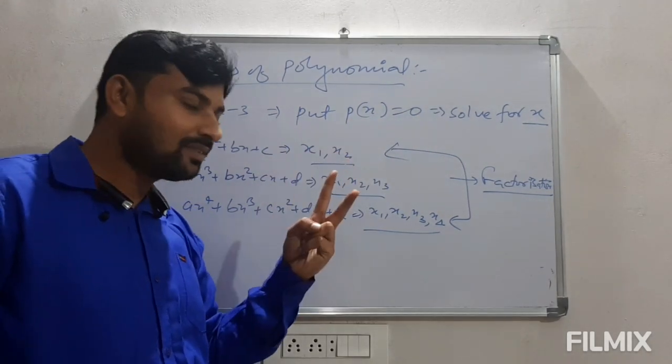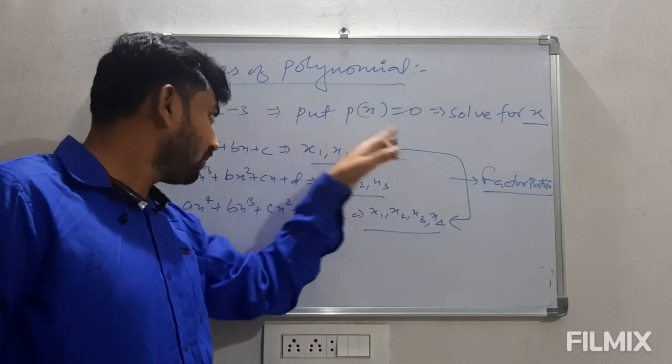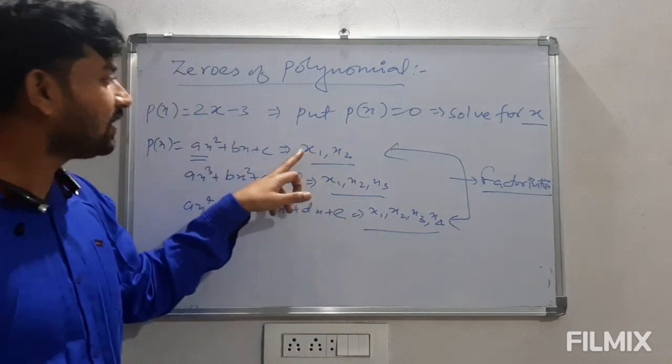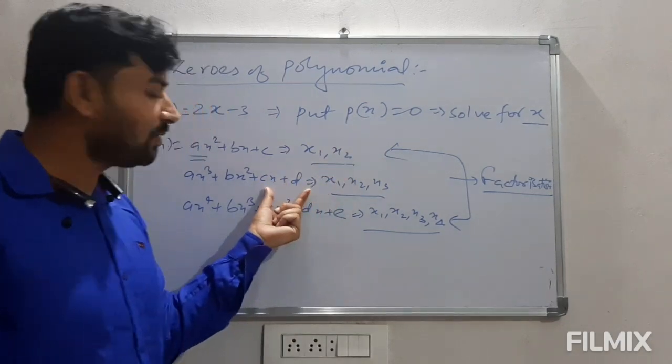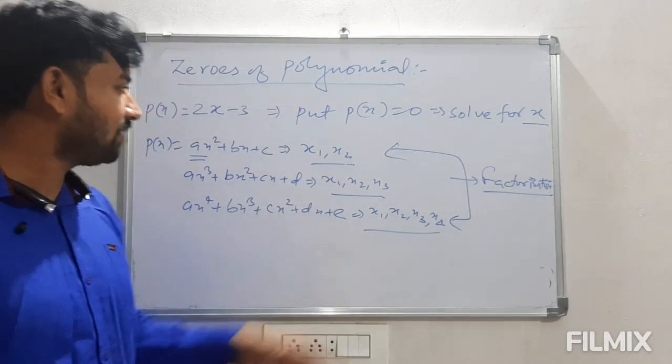Here we will get 2 factors. We will solve those factors. We will equate those factors to 0. We will get the values of x1 and x2. Here we will get 3 factors. Here we will get 4 factors.